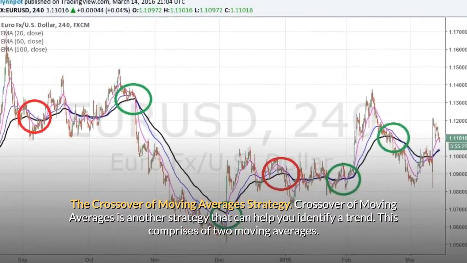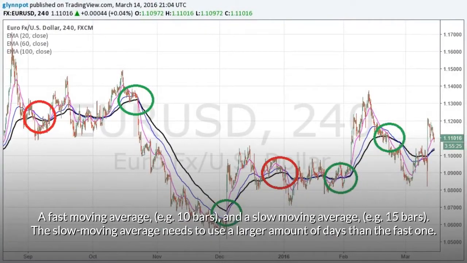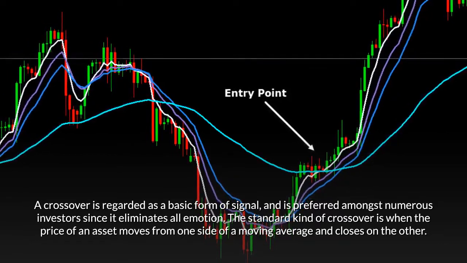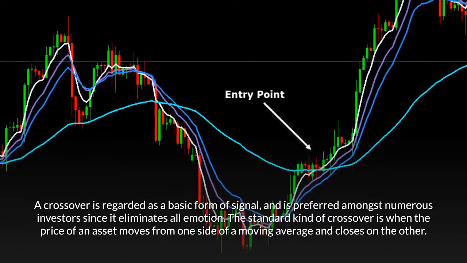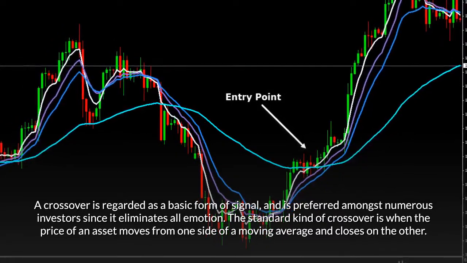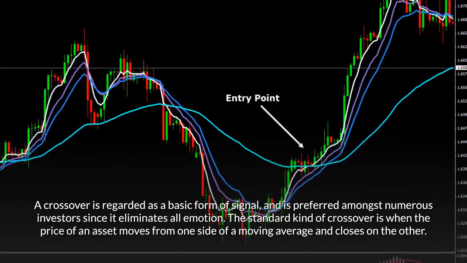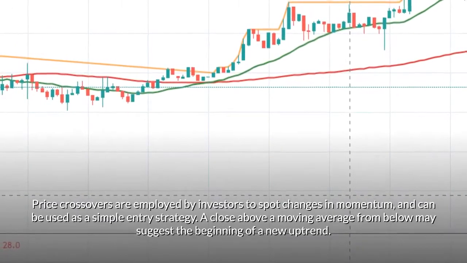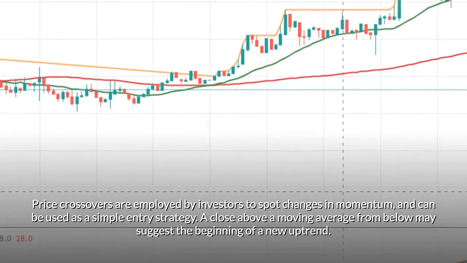This comprises two moving averages: a fast-moving average, e.g. 10 bars, and a slow-moving average, e.g. 15 bars. The slow-moving average needs to use a larger amount of days than the fast one. A crossover is regarded as a basic form of signal, and is preferred amongst numerous investors since it eliminates all emotion. The standard kind of crossover is when the price of an asset moves from one side of a moving average and closes on the other. Price crossovers are employed by investors to spot changes in momentum, and can be used as a simple entry strategy.